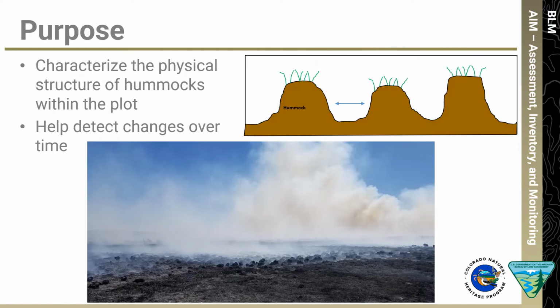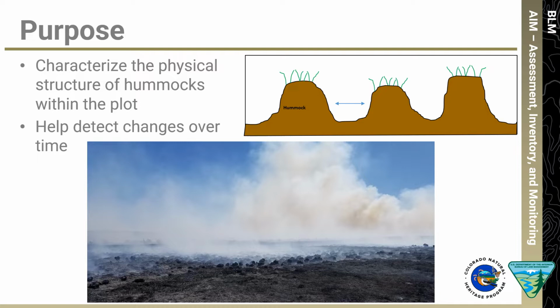For the purpose of the riparian and wetland AIM protocol, data collection on hummocks is intended to characterize the physical structure of hummocks within the plot and to help detect changes due to livestock use, erosion, hydrologic modification, and changes in the biotic community over time.